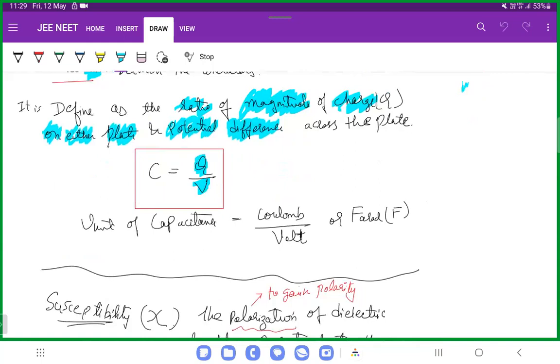Unit of capacitance: charge is coulomb, potential difference is voltage. Coulomb per volt is equal to farad. That is denoted by capital F. I guess you know, whatever unit has a scientist's name comes with a capital. Coulomb will be capital C, volt will be capital V, meter will be small m, second will be small s, but Kelvin will be capital K, like that.